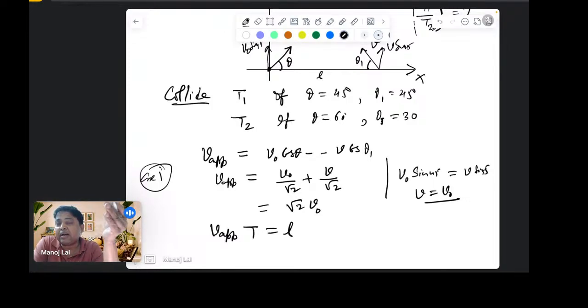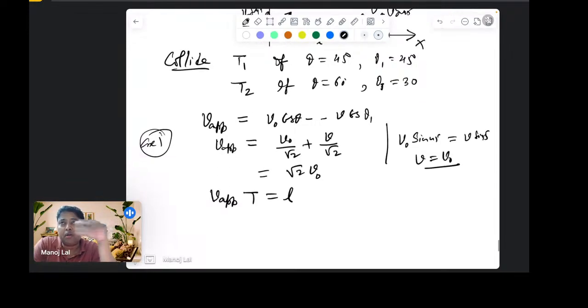So in the perpendicular direction also the velocity will be equal. Only the velocity of approach is always along the line of sight. It is constant. There is no change in velocity, no acceleration. All right, so I can write root 2 V naught into T is equal to L.